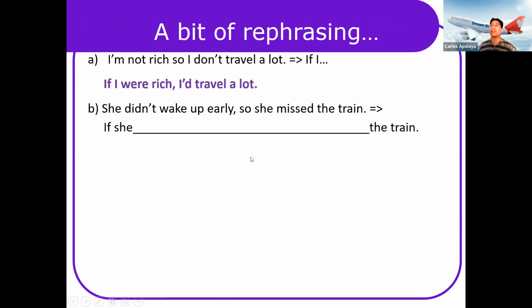Okay, paraphrasing, rephrasing, Gabby. The first one: I am not rich, I don't travel a lot. If I were rich, I would travel a lot. Next: she didn't wake up early, so she missed the train. What's the answer?